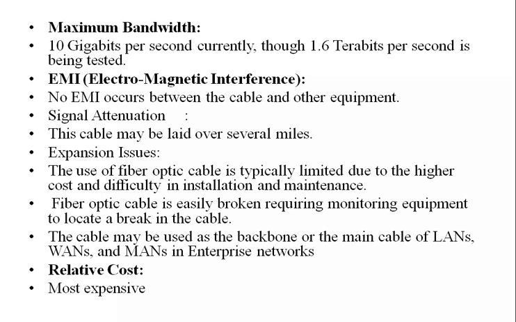EMI, electromagnetic interference: no EMI occurs between the cable and other equipment. This is one of the advantages of fiber optic cable. In other cables we have EMI, but here we don't. Signal attenuation: this cable may be laid over several miles. While with ThinNet and unshielded twisted pair we have distance limitations, here we don't have any distance limitation. We can lay it down for several miles.